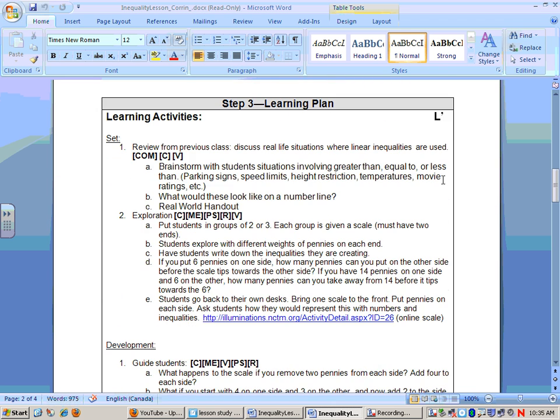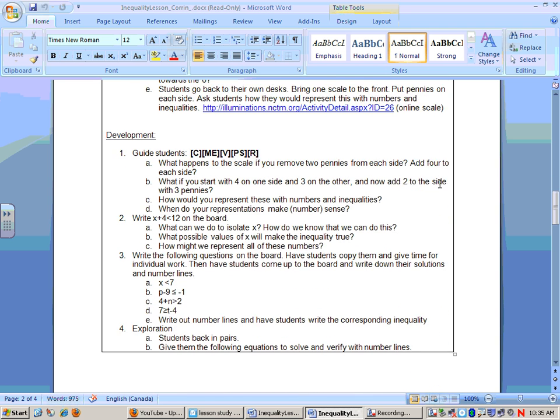So I started with a review from last class and a handout, and it had some road signs on it. Then each kid got a balance, and I used pennies, so they would compare pennies and different numbers. Can I take off how many pennies and the inequality would still be the same, and that kind of thing. We went through that, and then keep going down.